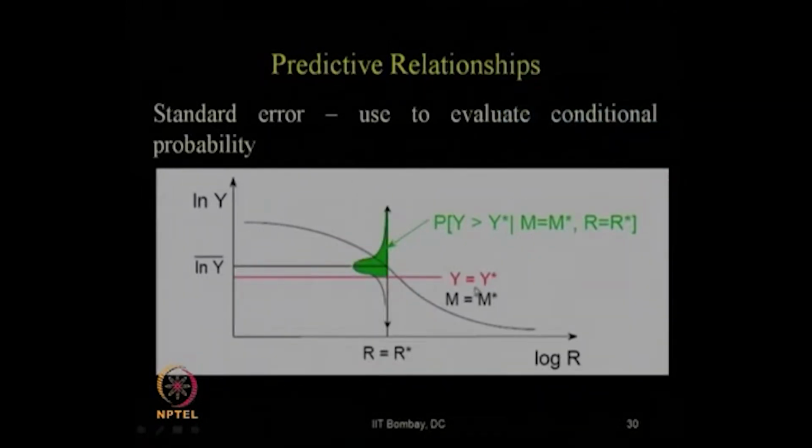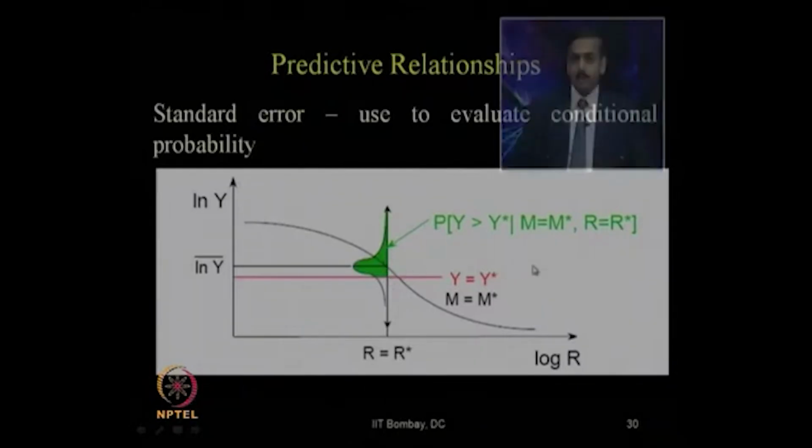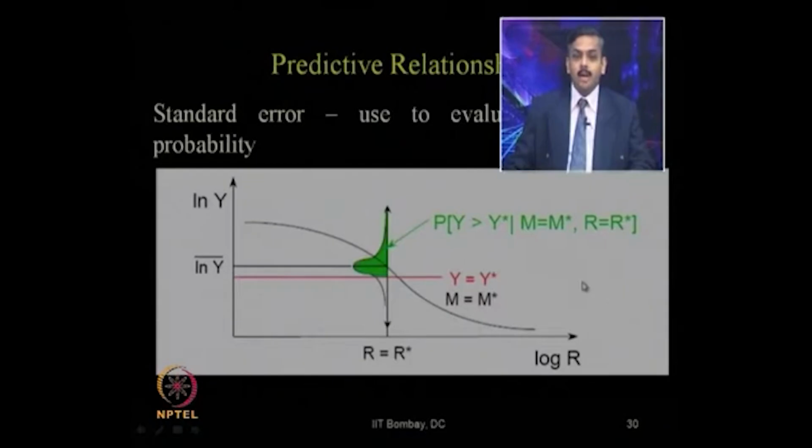Similarly, suppose if our chosen value is less than the mean value, then obviously y equals to y star will be somewhere here, and the same probability will be the green shaded area over here, same thing. Okay? So, these are nothing but the use of this conditional probability. Why it is called conditional probability? Because this is true for a given condition that probability of occurrence of this event greater than y star for a given condition that m should be equals to m star and r should be at r star.